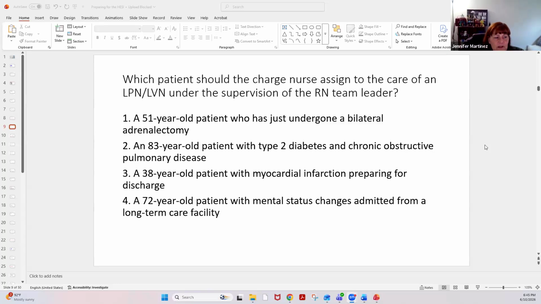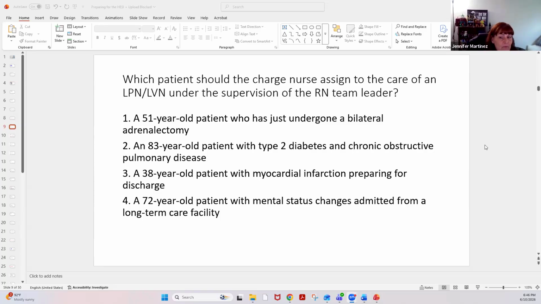Okay, so this one, which patient should the charge nurse assign to the care of an LPN under the supervision of the RN team leader? So we have a 51-year-old patient who has just undergone a bilateral adrenalectomy. We have an 83-year-old patient with type 2 diabetes and COPD. We have a 38-year-old patient with myocardial infarction preparing to discharge. Or we have a 72-year-old patient with mental status changes admitted from a long-term care facility.